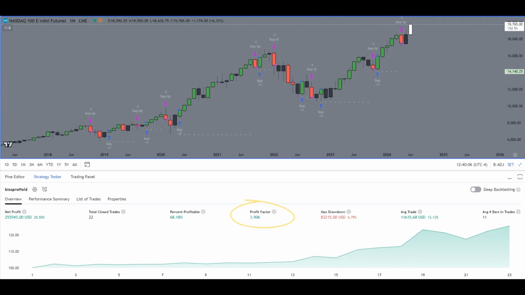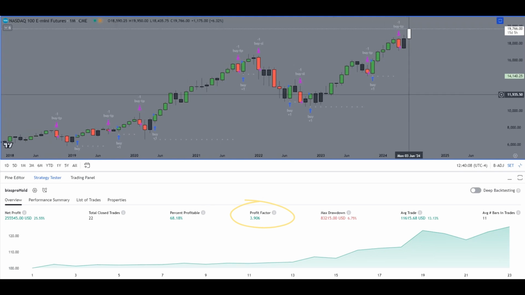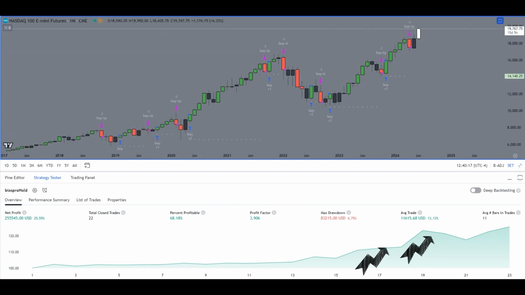The algo makes 3.9 times the money that is lost. This number should be positive, more than 1, which means that in the long term, the algo makes money. We want to see a nice mountain climbing, not a roller coaster here. The more steady and increasing the mountain, the better. Now, let's see the weekly time frame.